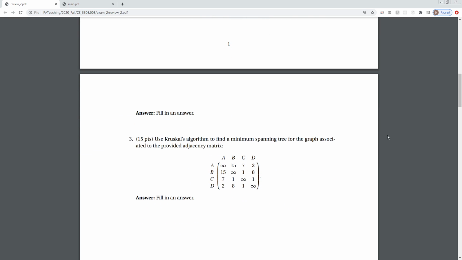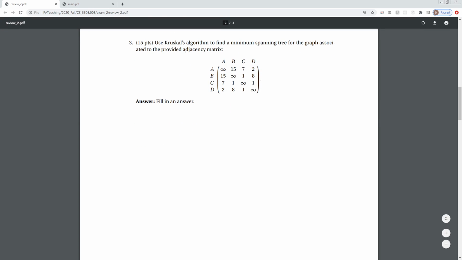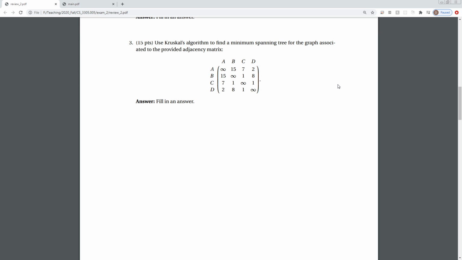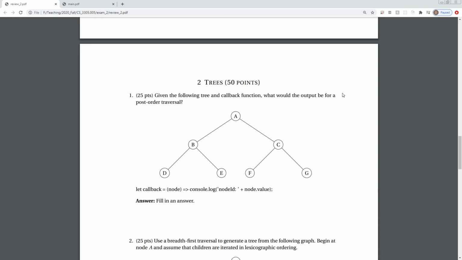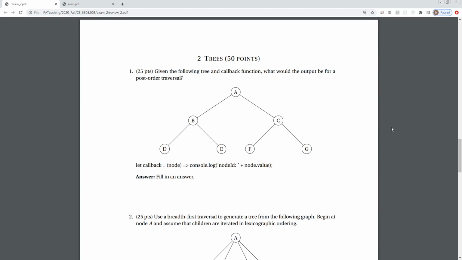Okay, and then the third one, Kruskal's algorithm, and I will supply the graph again. You're finding a minimum spanning tree, but I will supply the graph in an alternative definition. You will get one where you're given an adjacency matrix, and that'll be how the graph is defined, and then you'll be expected to provide the minimum spanning tree from that.